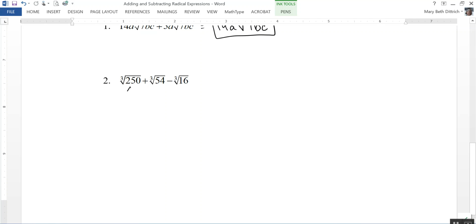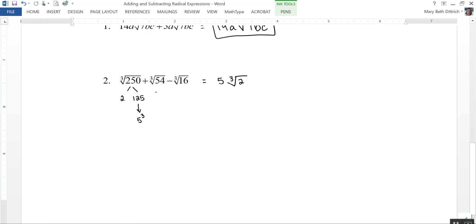So again, let's take a look at some of the factors of 250 and see if any of those are perfect cubes. Well, 250 is 2 times 125, and 125 is equal to 5 to the third power. Remember, I'm looking for factors that are raised to the third power since I've got a cube root here. So that means that I can write the cube root of 250 as 5 times the cube root of 2.